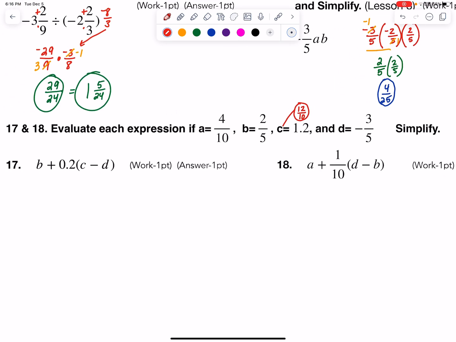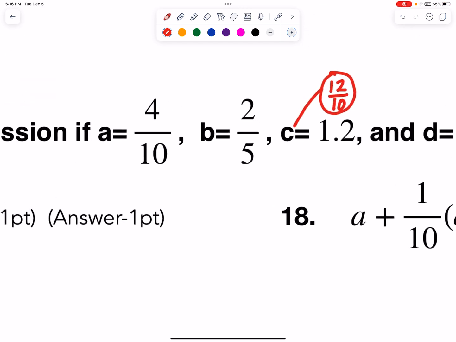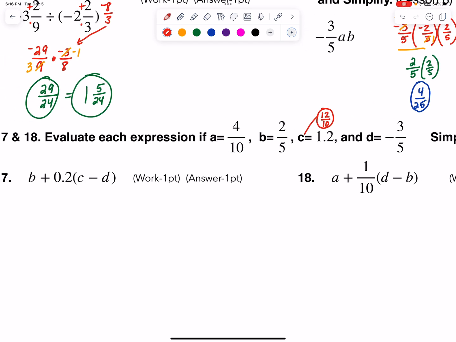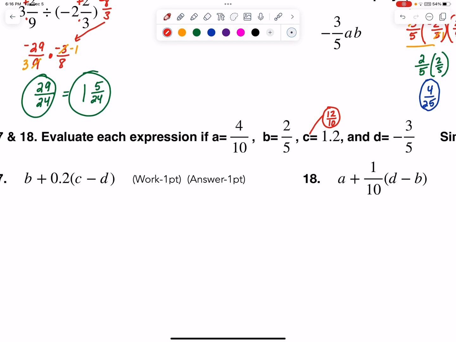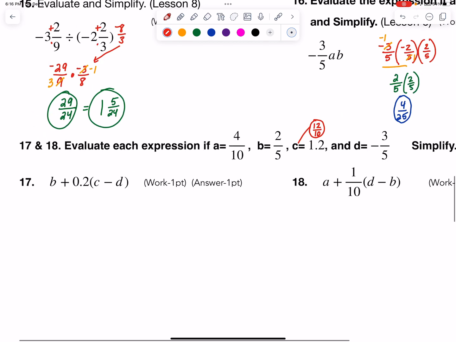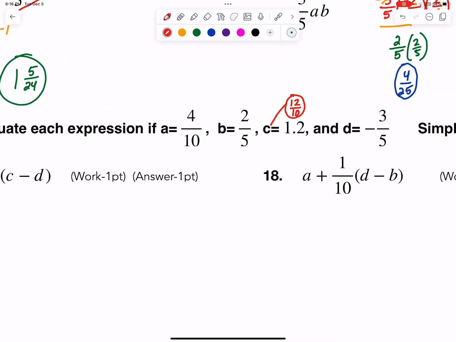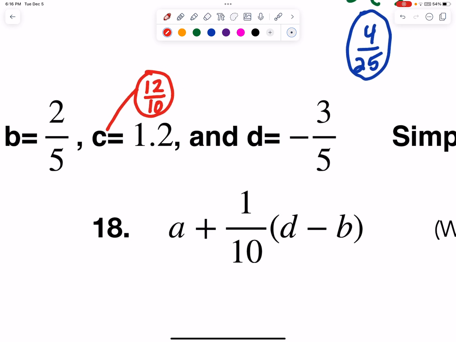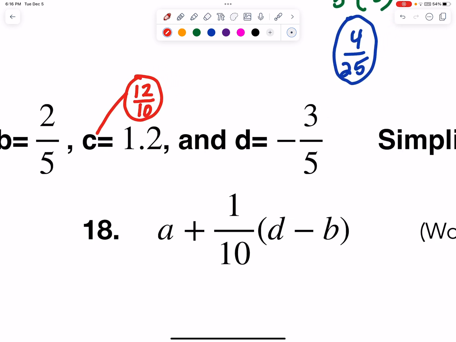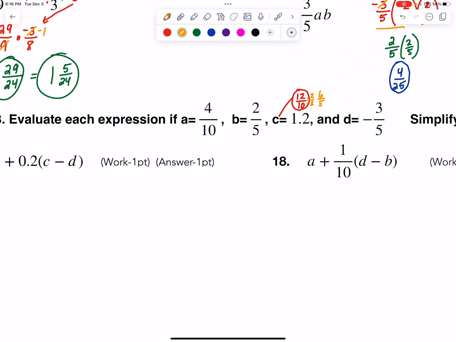And then let's see what's going on here. We have B plus 0.2, which we can change to 2/10. B is written as 2/5, but I could simplify the 2/10. So let's go ahead and just leave the B as that. We have to do the parentheses first, which is C minus D. So I guess we could simplify our 12/10 and divide by 2/2 and get 6/5. So that's the same thing.